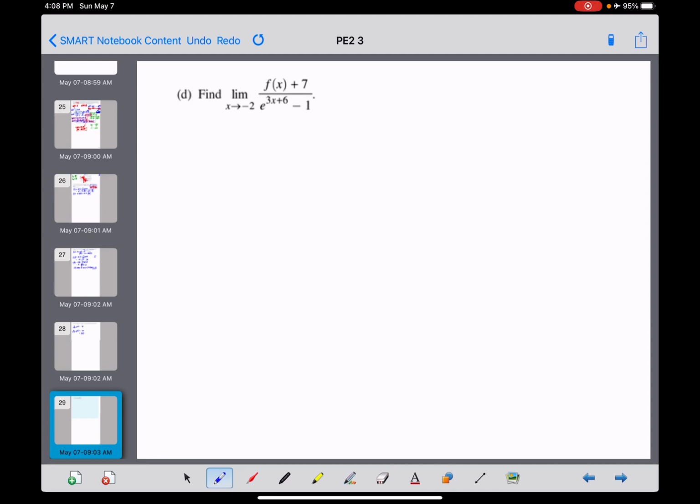All right, and on D here, find the limit as x approaches negative 2 of this mess right here. As soon as I see a limit question on a free response portion, I thought it was going to be L'Hopital's. Now, whether I'm right or whether I'm wrong, and I've been wrong on this lately a decent amount, you still have to do the same thing first. You plug and chug, and you see if that works. So this would become f of negative 2 plus 7 up on the top, all over e to the, let's think about this, 3 times negative 2 is negative 6 plus 6. Okay, that's e to the 0, and then a minus 1. And what does that do for us?